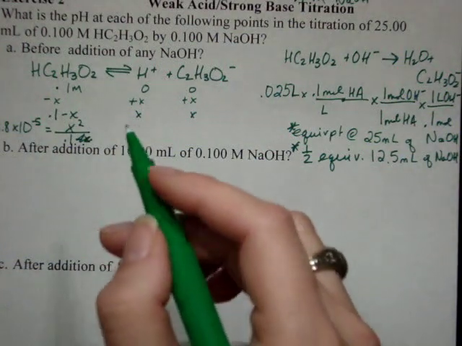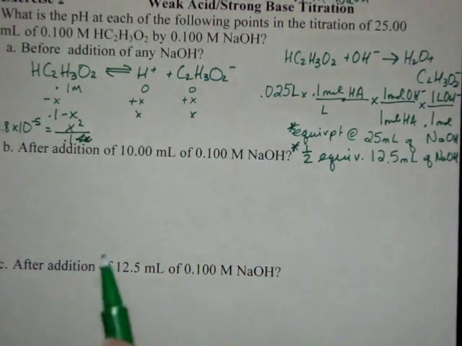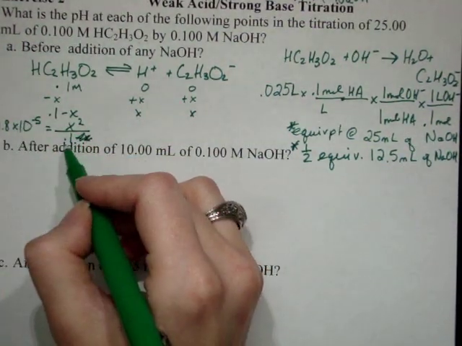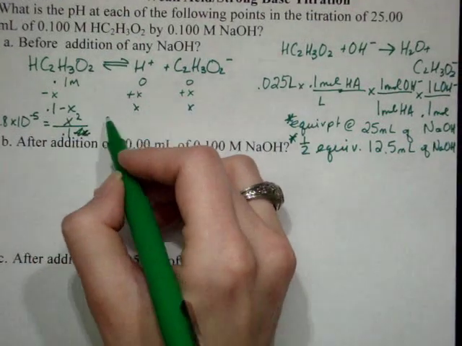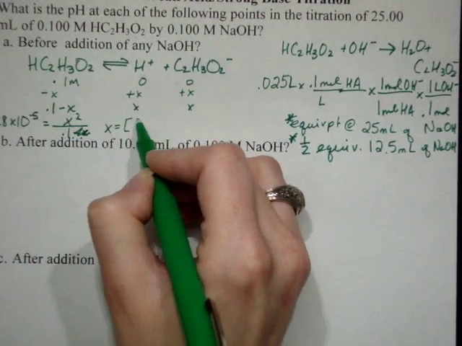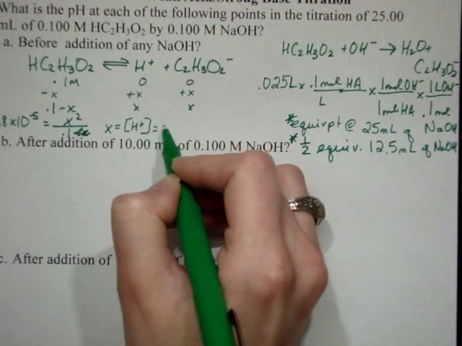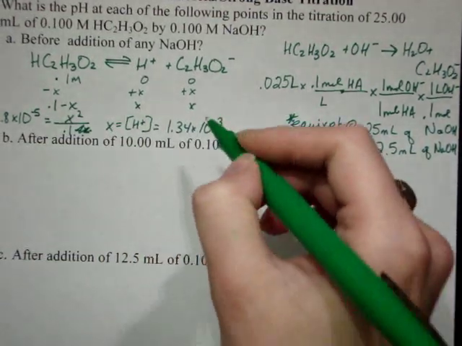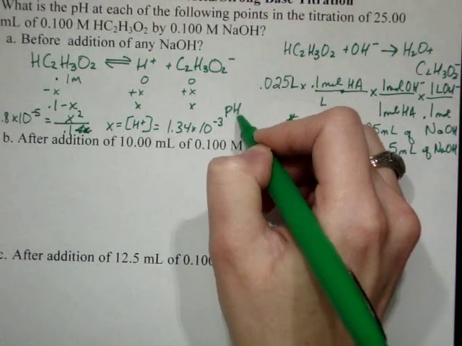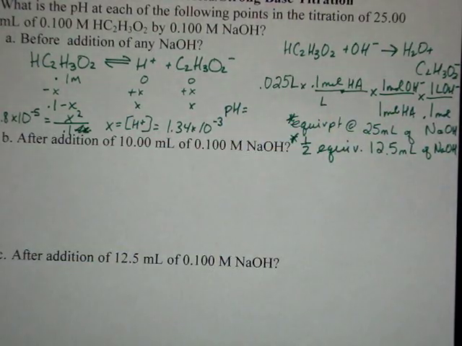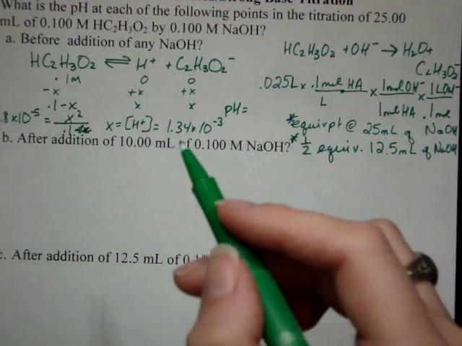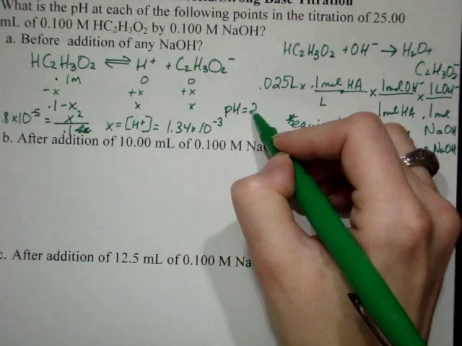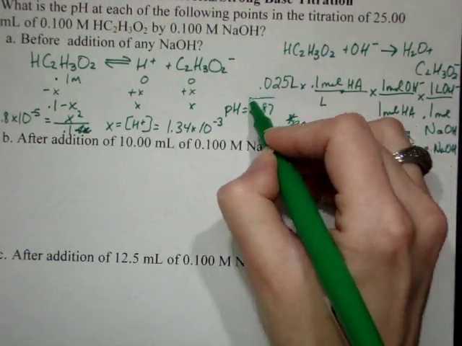So when I multiply those, 1.8 times 10 to the negative 5 times 0.1, and then take the square root, I get that x, which is the hydrogen concentration, is 1.34 times 10 to the negative 3. And then from that, I can get the pH. Negative log of that is 2.87.